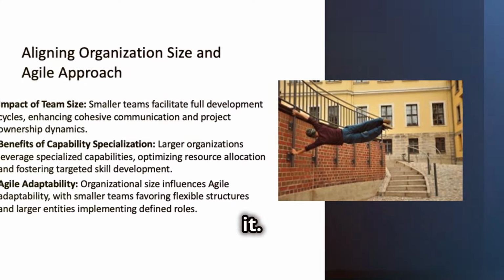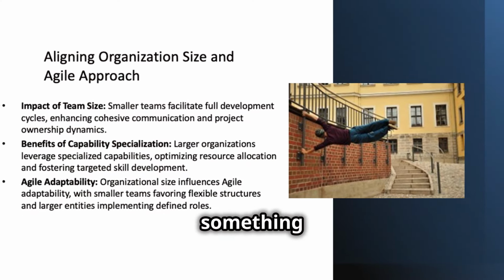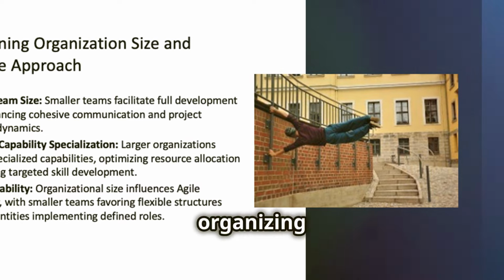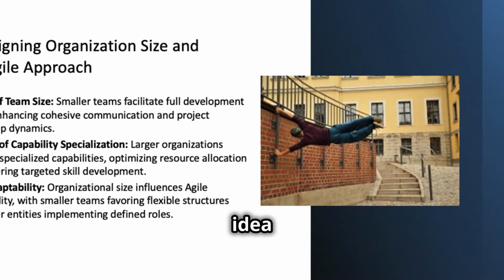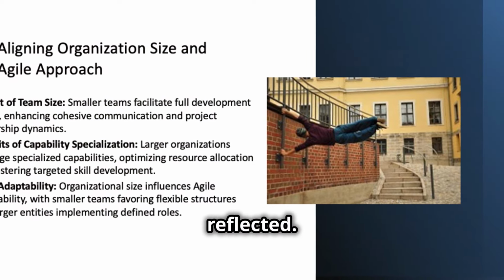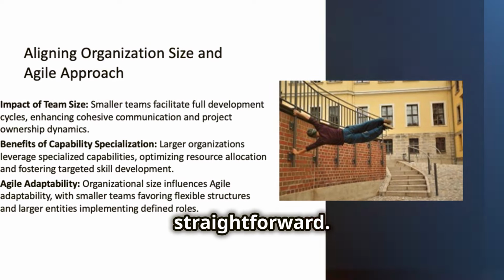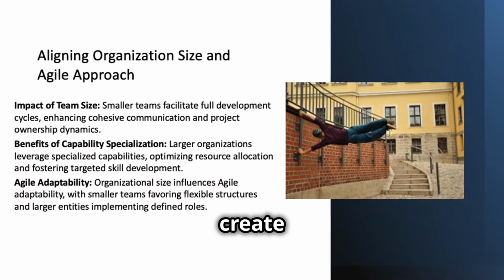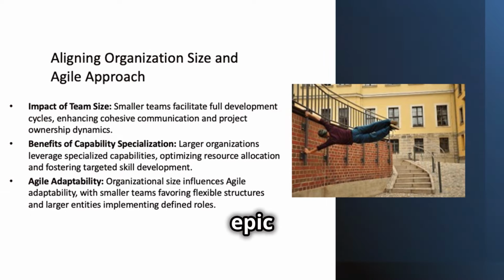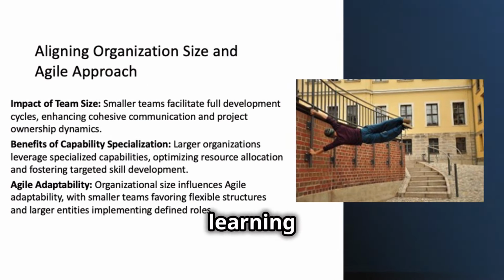Tracy, you got it. Even though your organization is using something other than Scaled Agile, organizing your backlog is a good idea so that capabilities are reflected. But how can we do that without a capabilities layer? It's straightforward. Instead of using one epic, create an epic for each team, an epic for the legal team, and an epic for the learning team.